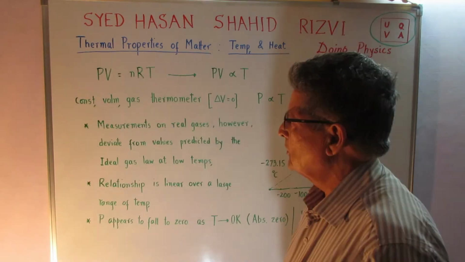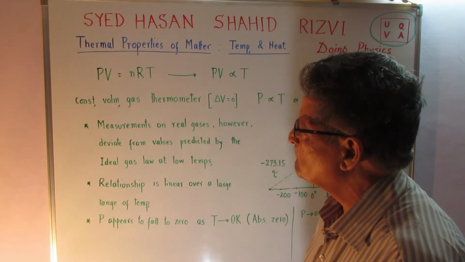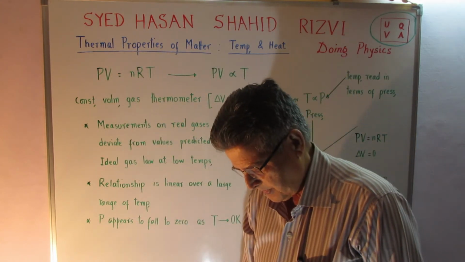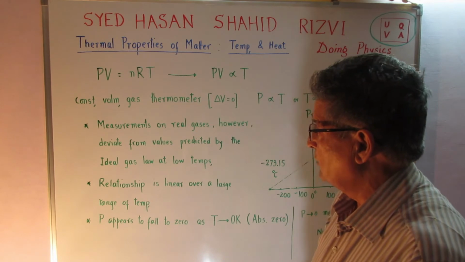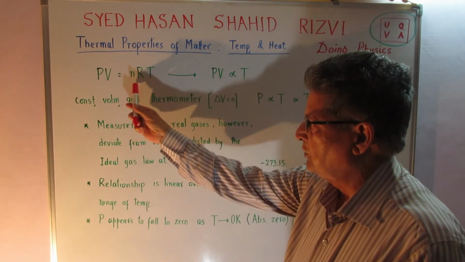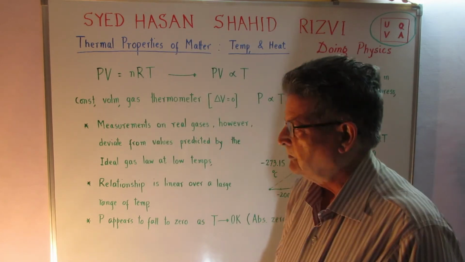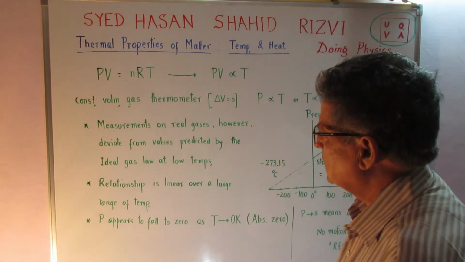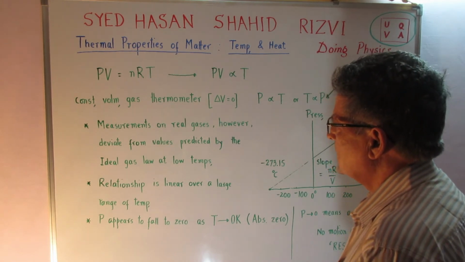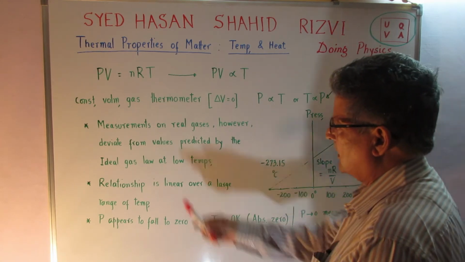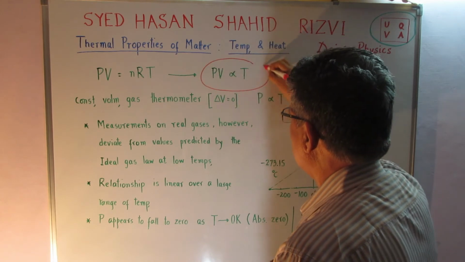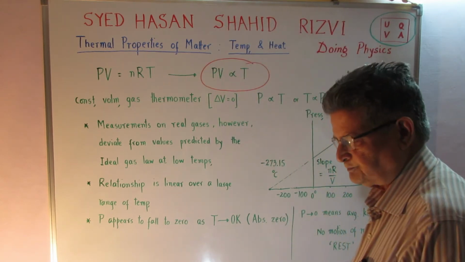So the ideal gas equation, which is true for dilute gases, for n moles is PV is equal to nRT, where R is the universal gas constant. If n and R are constants, then we see that PV is proportional to T.